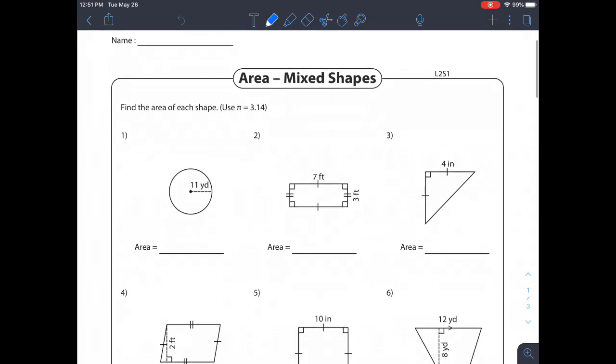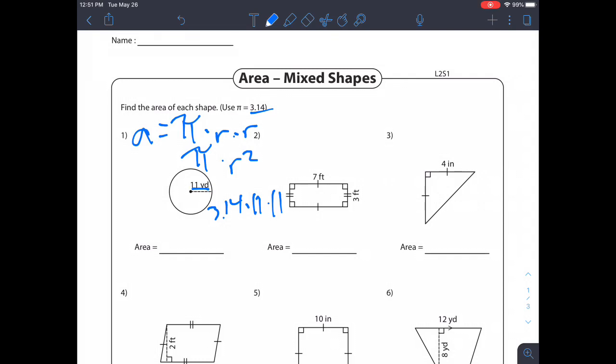So we did a whole unit on circles, and hopefully you remember that the area is pi times the radius times the radius. So that's pi times the radius squared, to the second power. And we see that in this problem the radius is 11. So we use 3.14 times 11 times 11, and we'll plug that into our calculator.